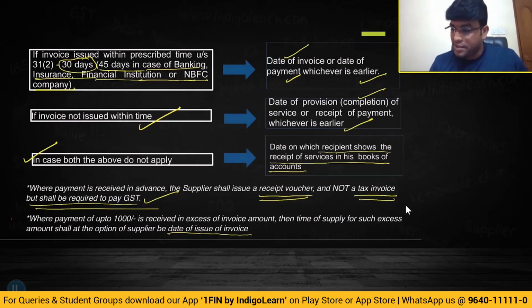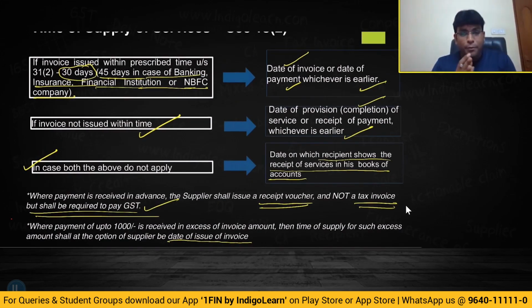So, I'll open that point once again. See that point, my dear friends. Where payment of up to 1,000 is received in excess of the invoice amount, then the time of supply for such excess amount shall, at the option of the supplier, be the date of issue of invoice.